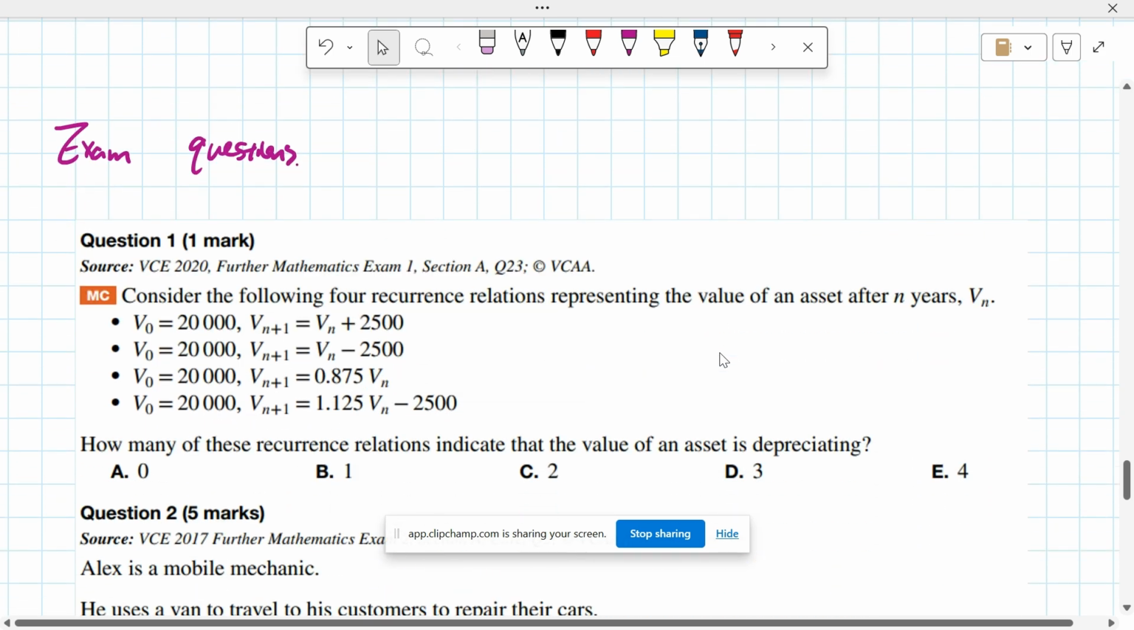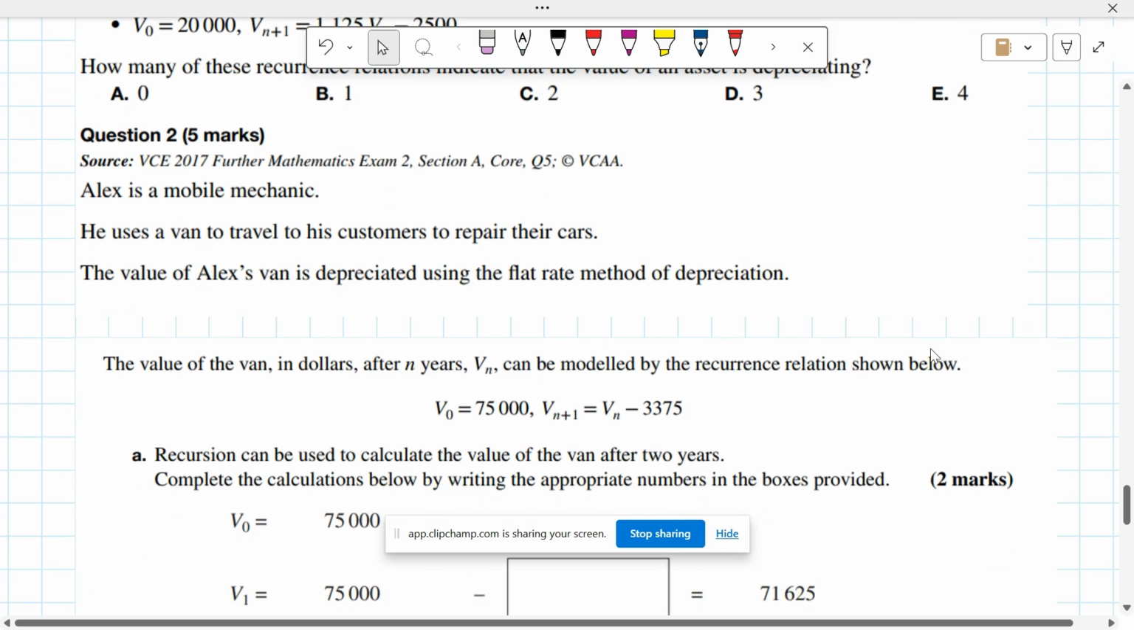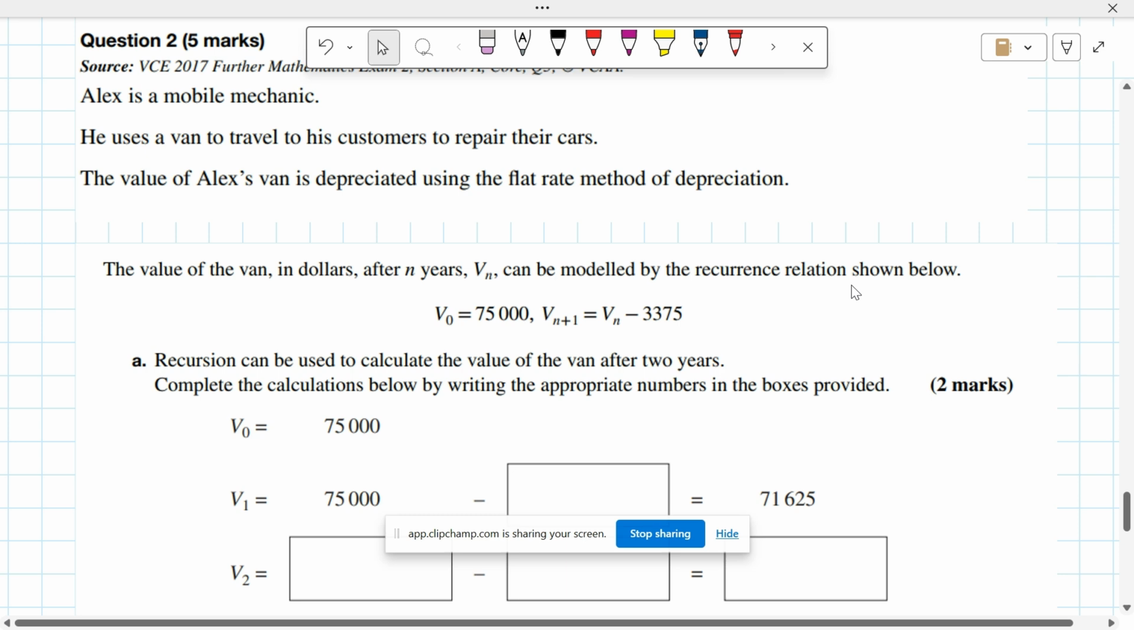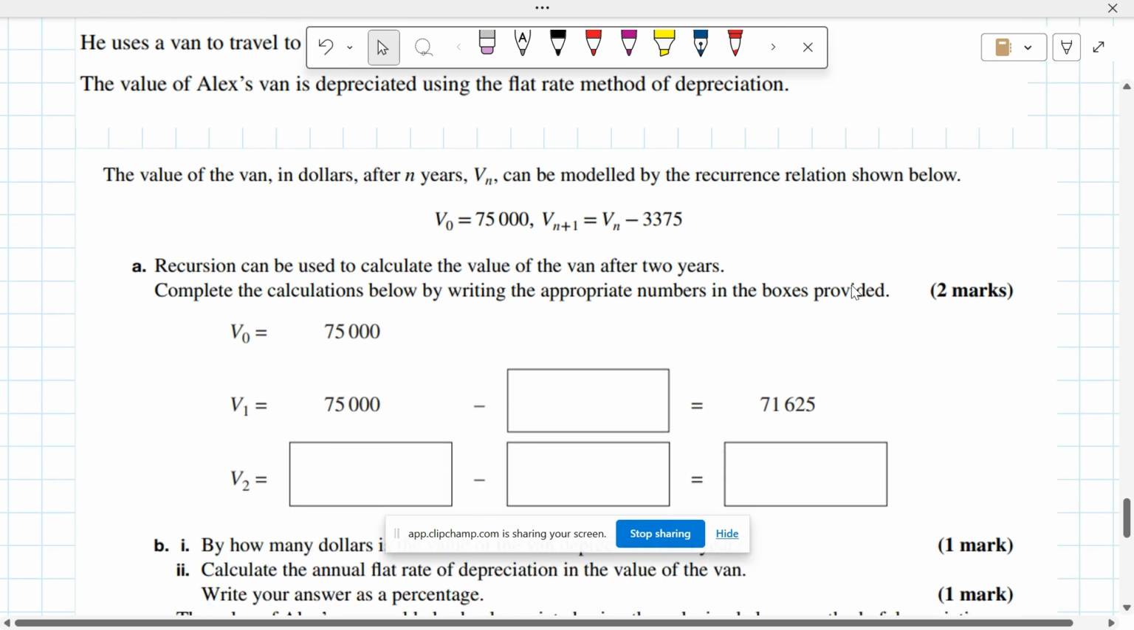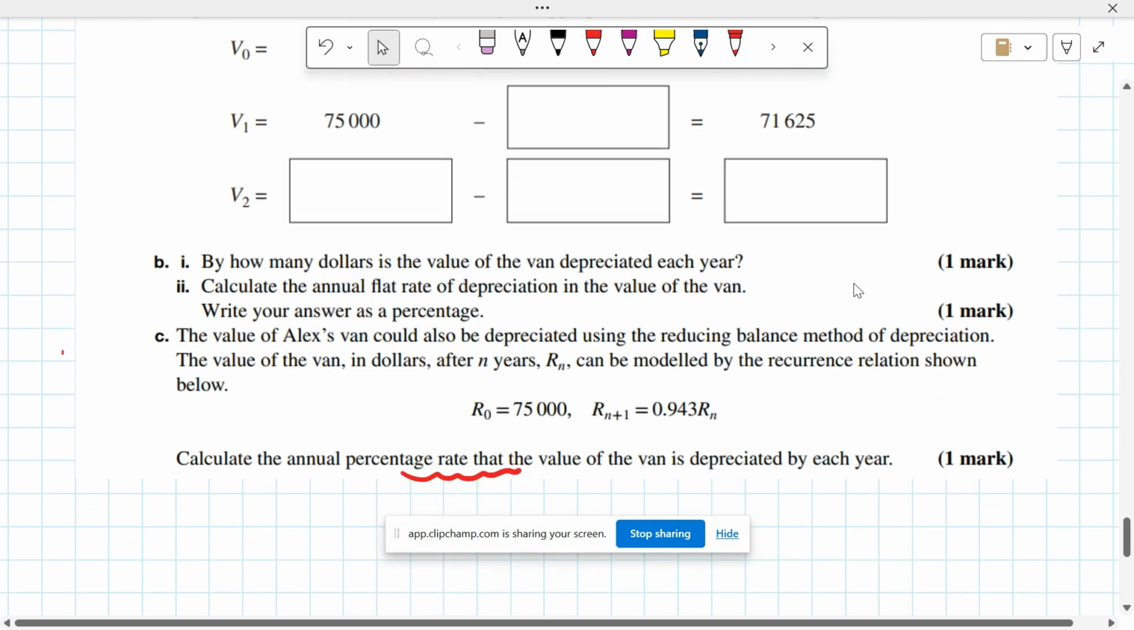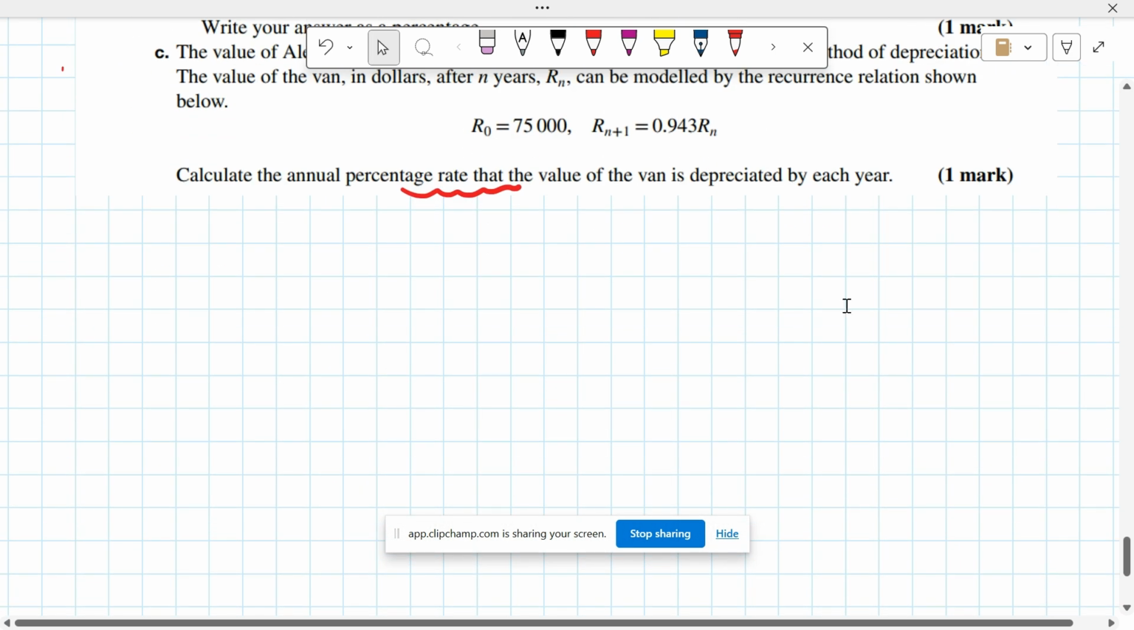Exam question: I want you guys to have a look by yourself, and that's pretty much the same question we did in the examples, especially question 2, which will help you. Feel free to pause it and have a look at it. Go through parts A, B, and C, and that will help.